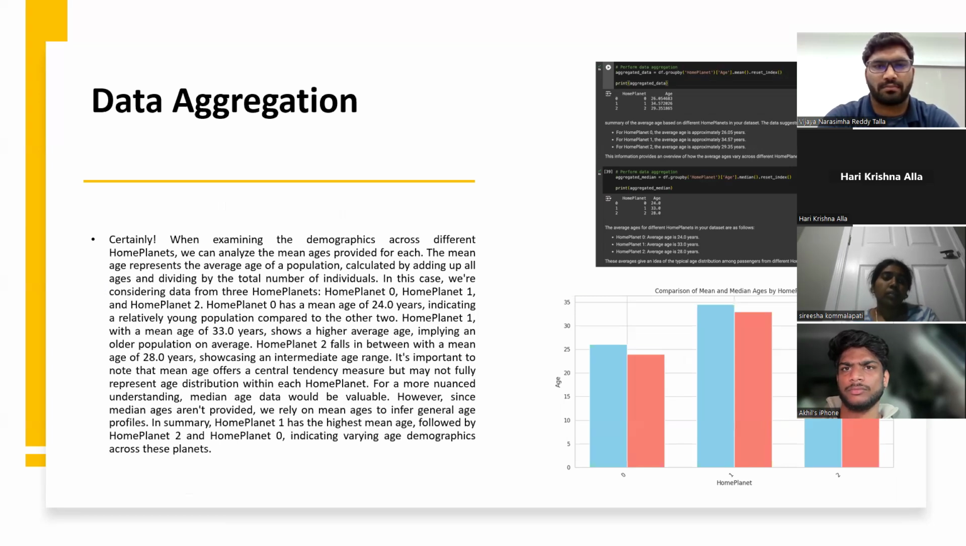The data aggregation, where we experimented with the mean age across different home planets. We can analyze the mean ages properly for each. The mean age represents the average of a population, calculated by adding up the ages and dividing by the total number of individuals. So from our data, we got a mean age of 24 years for one home planet, and another home planet with a mean age of 33.0 years. So these are details about the mean age of the people.